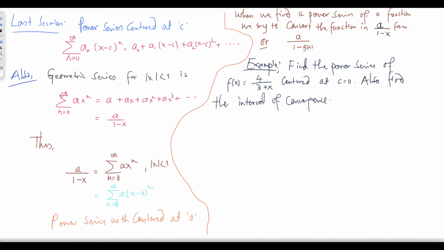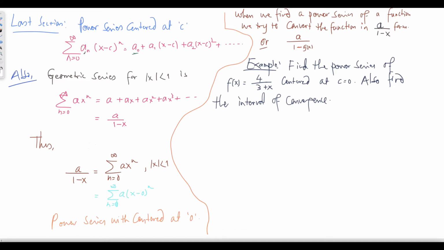Hi, in the last section, section 9.8, we discussed power series, right? If you remember, we mentioned that the power series centered at c is given by the summation n equals 0 to infinity of a sub n times x minus c to the n. If you expand it and plug in n equals 0, you get a0 times x minus c to the 0, which is 1, so that is just a0.